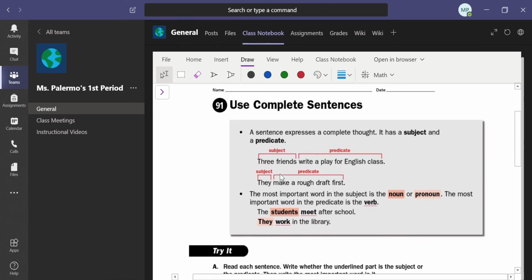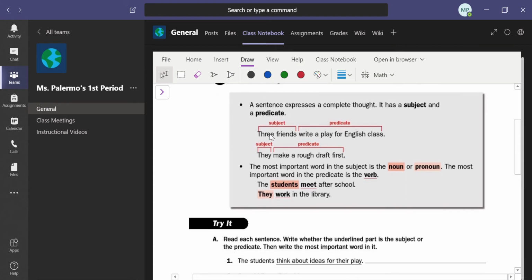So we learned about this again a little bit in class. A sentence expresses a complete thought. For it to be complete, it has to have a subject and a predicate. So as you're at home, I do want you to say those with me. Subject, predicate. The subject is who or what the sentence is about. And the predicate is the piece of the sentence that has the action.